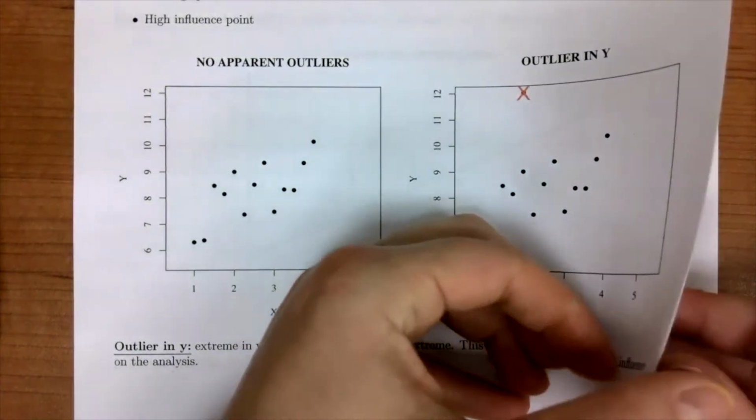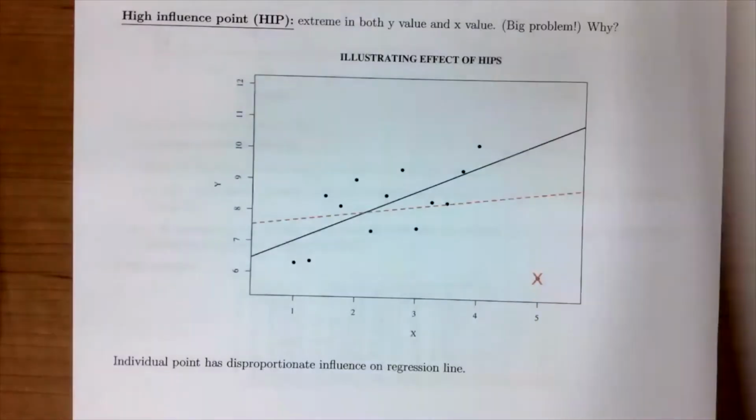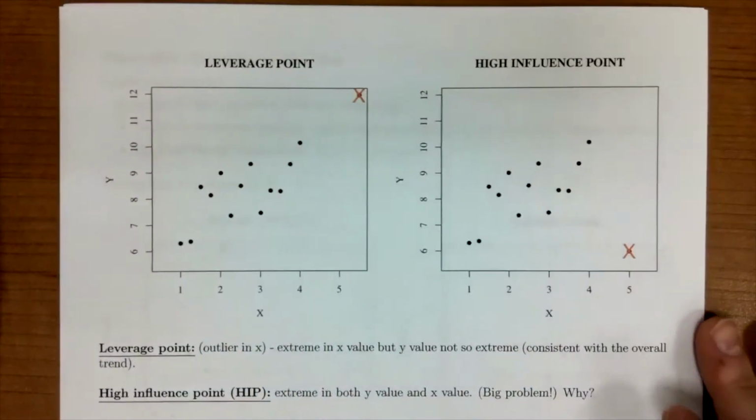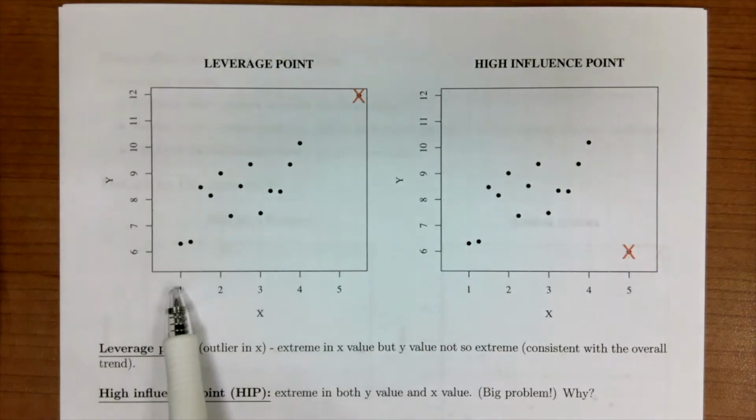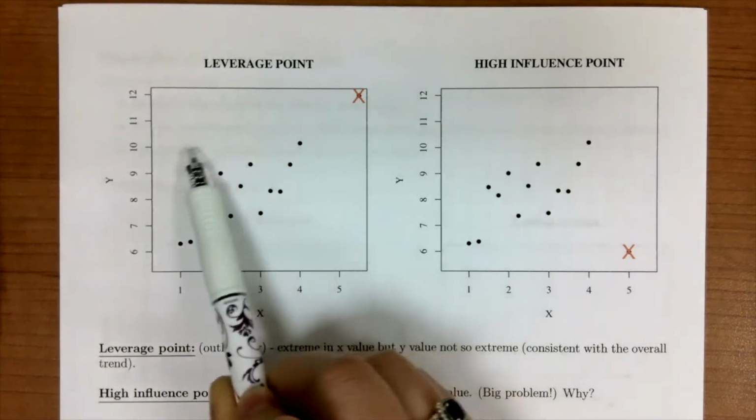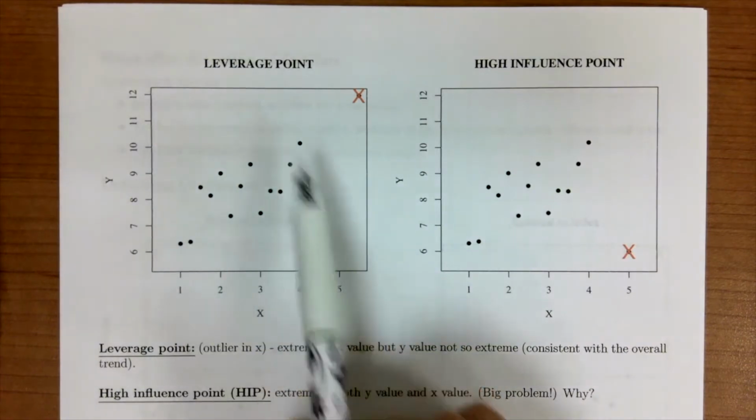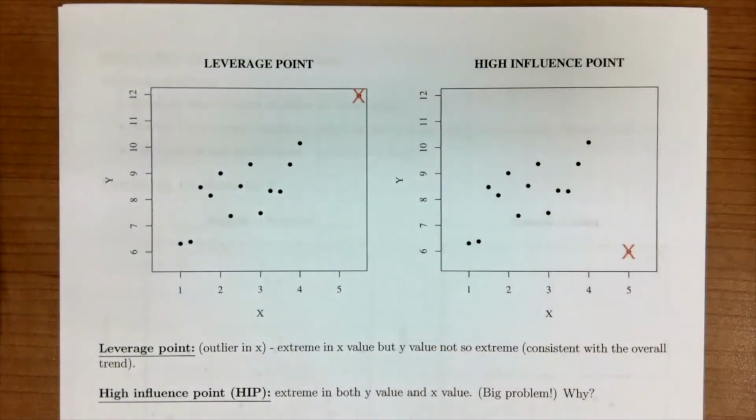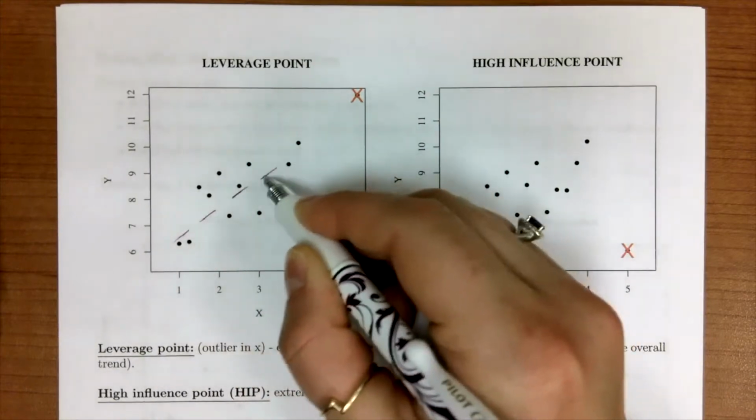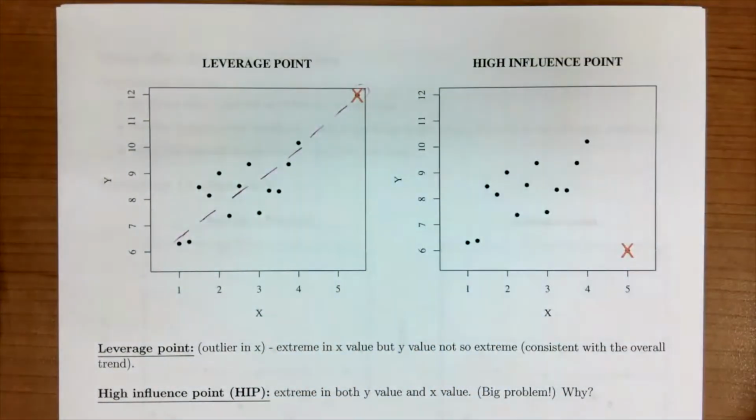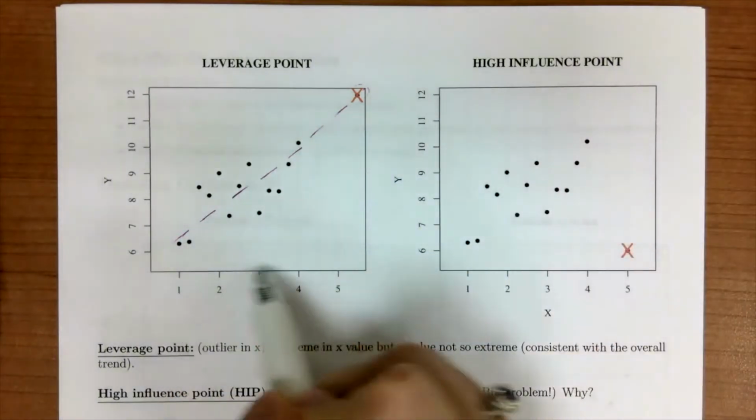The other types are leverage and highly influential. So again, leverage is an outlier in the X, but the Y isn't so extreme. So here we can notice that in our X, most of our data kind of falls in this little area. And then we have this point up here. Now, the reason I wouldn't consider it so extreme in the Y is because if we were to follow the trend of this data that we're seeing, this point is being hit. And so I wouldn't consider it extreme in the Y, but I would consider it extreme in the X because it is following the pattern that we do see here.